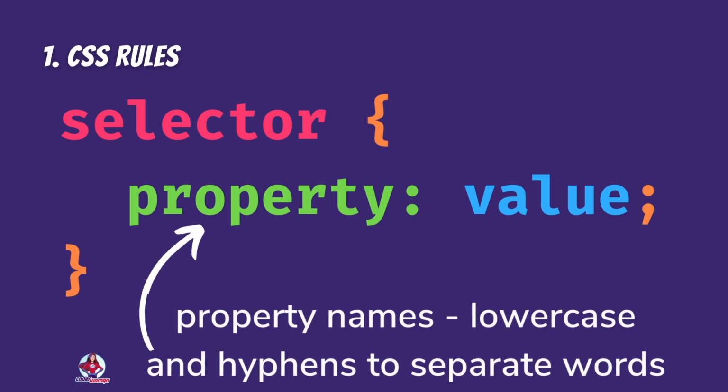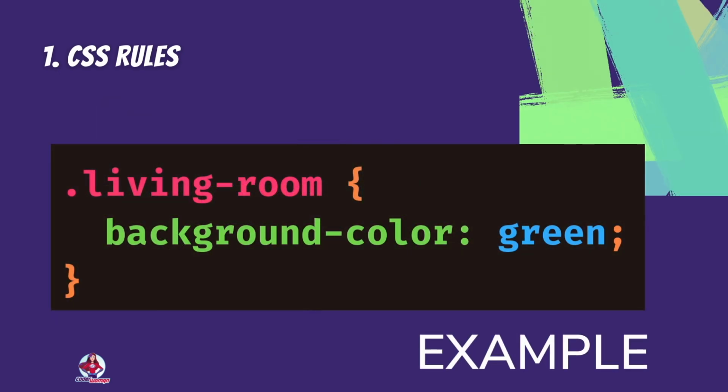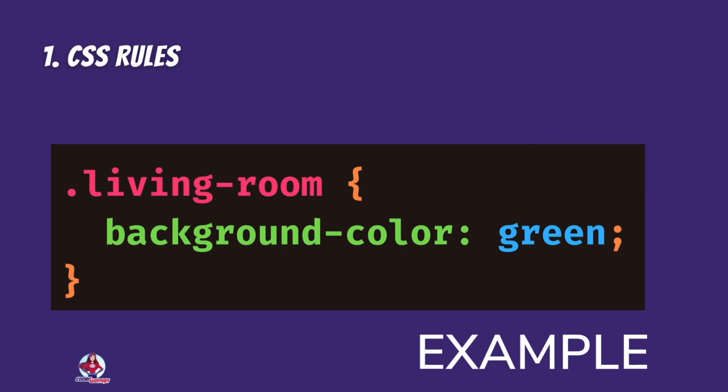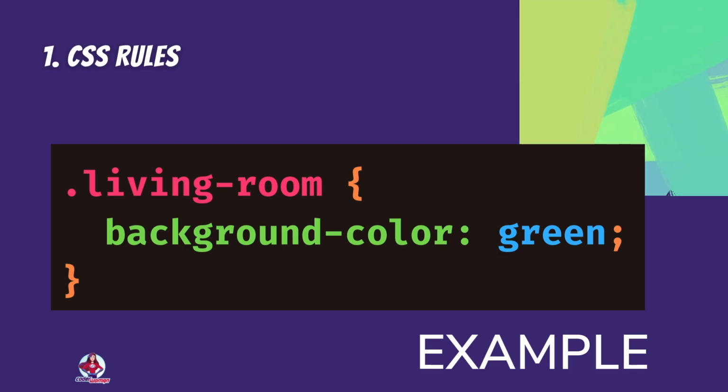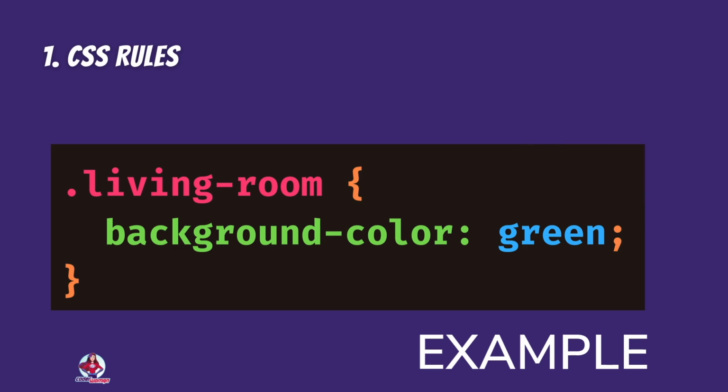The property names are often written in lowercase and use hyphens to separate words, such as background-color or font-size. For example, let's say we're designing a house and want to change the wall color in the living room. We can create a custom CSS class named living-room to represent the living room on our web page. The CSS rule would look like this. In this example, the selector living-room helps us choose the living room.